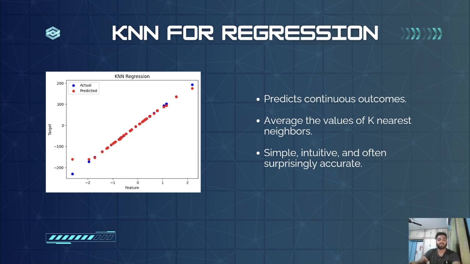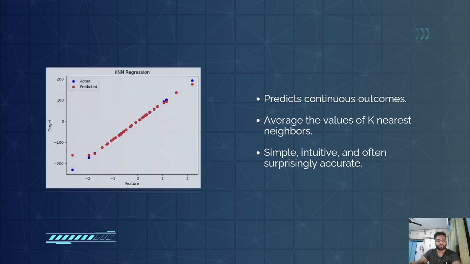KNN regression is especially helpful when the relationship between the features and targets is too complicated for a simple linear model, but doesn't require the complexity of more advanced methods like neural networks.